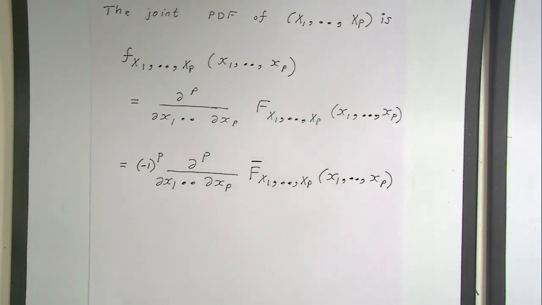Okay. So you need to multiply by minus 1 to the power p if you're using the second representation, right? Okay guys, so this is all.